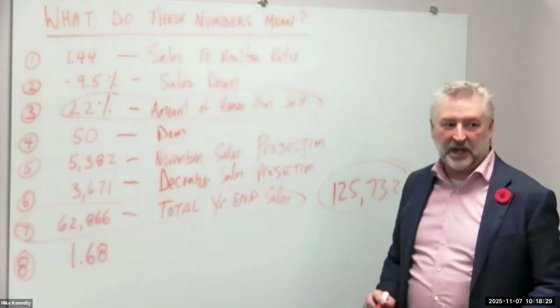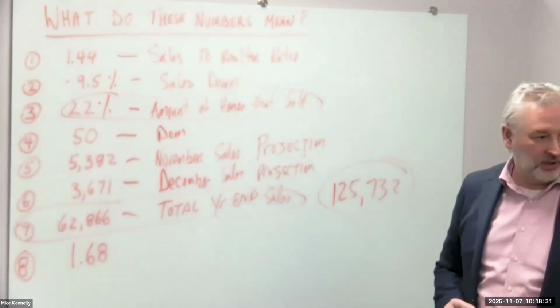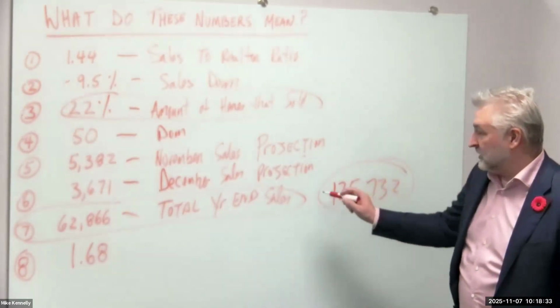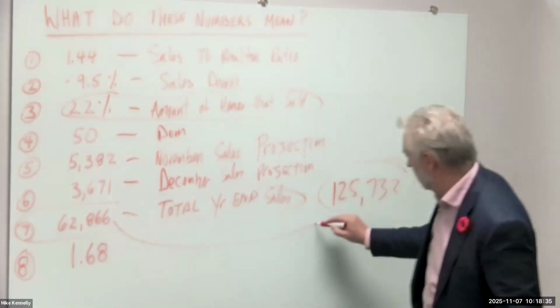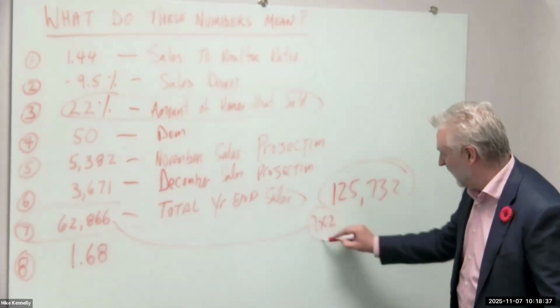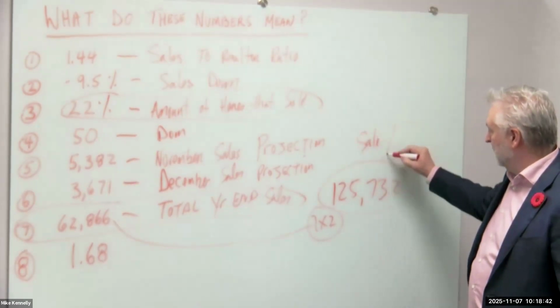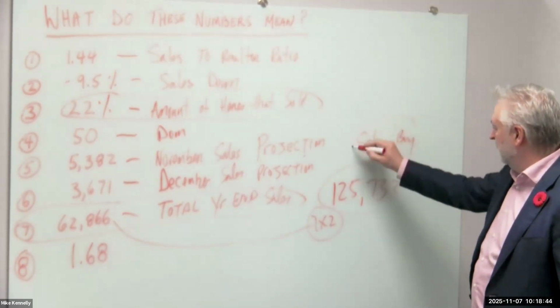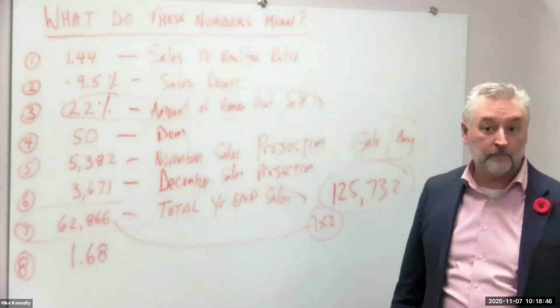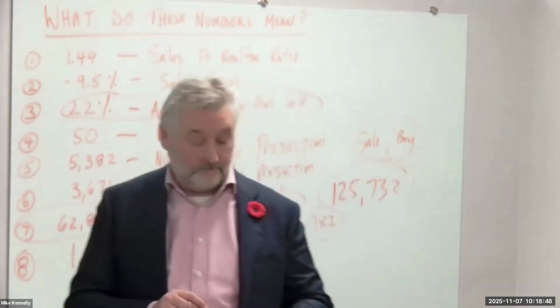All right, so I'm putting that up there to help you with the last number. So this here is this number here times 2. Why? Because there's a sale, and there's a buy. Is November traditionally a weaker month than October? Oh, yeah.